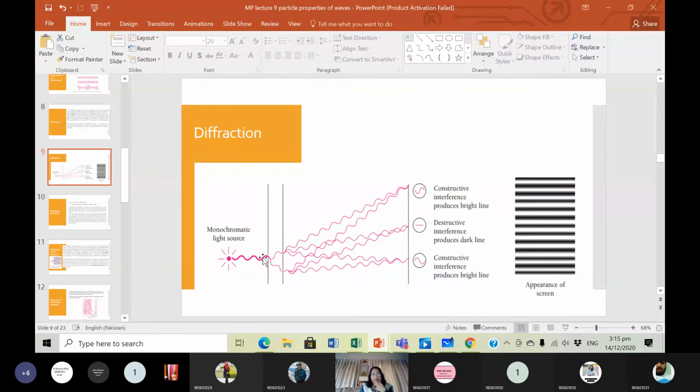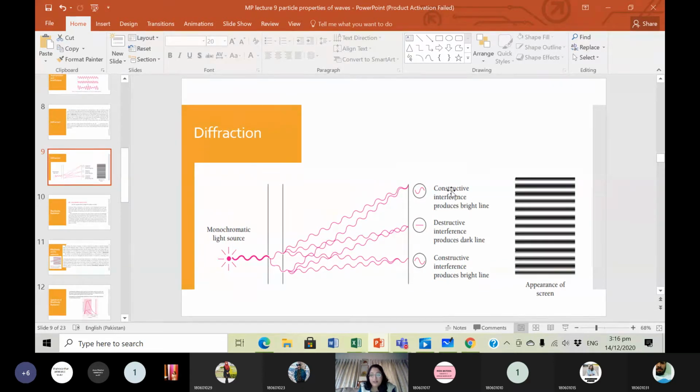ठीक है? यहाँ पे एक slit है, it spreads out to diffracts. यहाँ पे दो और slits हैं, they will further diffract from here as well, spread out. And then जो diffraction की waves हैं, diffracted waves हैं, from this one and from this one, they're going to interfere with each other.